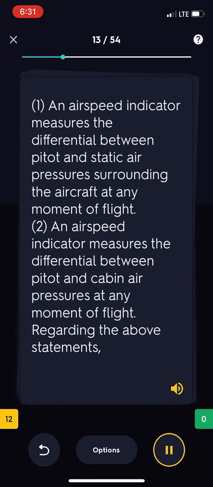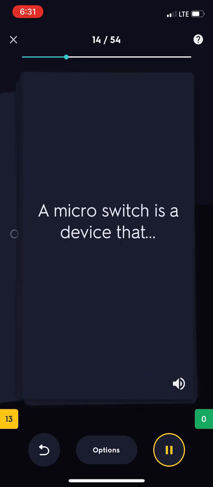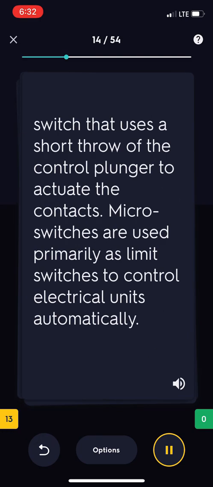An airspeed indicator measures the differential between pitot and static air pressure surrounding the aircraft at any moment of flight. An airspeed indicator measures the differential between pitot and cabin air pressures at any moment of flight. Regarding the above statements, only number 1 is true. A micro switch is a device that uses a short throw of the control plunger to actuate the contacts. Micro switches are used primarily as limit switches to control electrical units automatically.